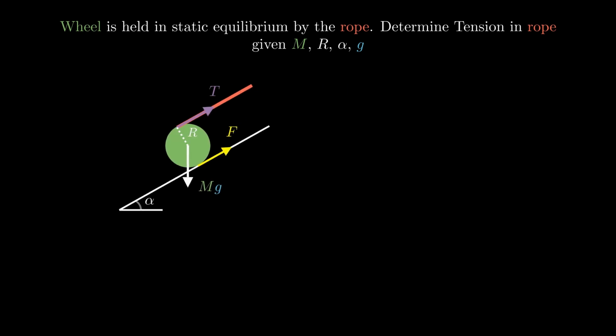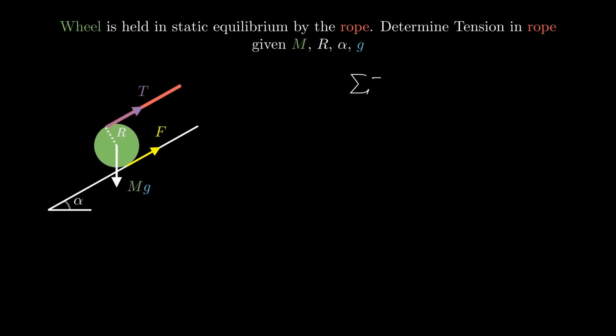In the case of static equilibrium, we know that the sum of forces is equal to 0. To simplify our task, we resolve the forces in the direction of the slope. Then we get T plus F minus mg sine alpha is equal to 0, where mg sine alpha is the weight force mg resolved in the direction of the slope. Since it's acting down the slope, it will be minus.